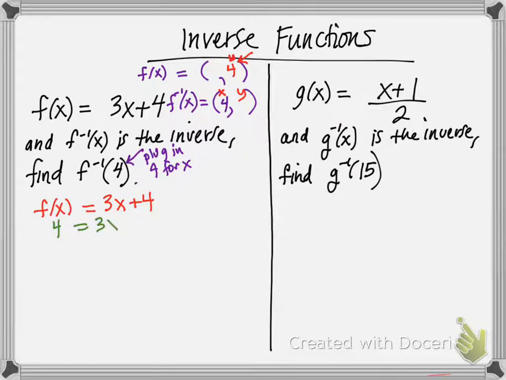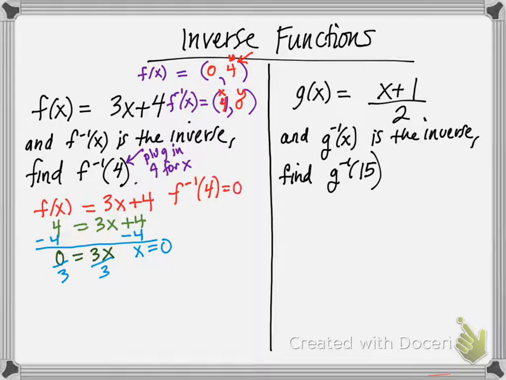What is the x coordinate when the y coordinate is 4? So if I plug in 4 for y, in order to solve this, I would have to subtract 4 from both sides. 4 minus 4 is 0. So 0 is equal to 3x. And if I divide by 3, 0 divided by any number is still 0. So that means when I plugged in 4 into the inverse function, I got 0. So the coordinates for f of x, if I plug in 0, you would get 4. So f inverse of 4 is equal to 0. That's one way to do this.